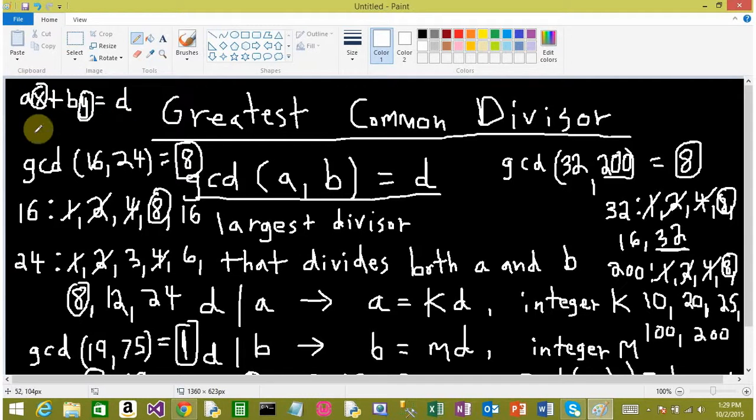This kind of equation is called a Diophantine equation. We'll definitely learn about how to find those integers x and y, and we'll even learn how to find a general solution to find all the possible values for x and y that satisfy that equation.